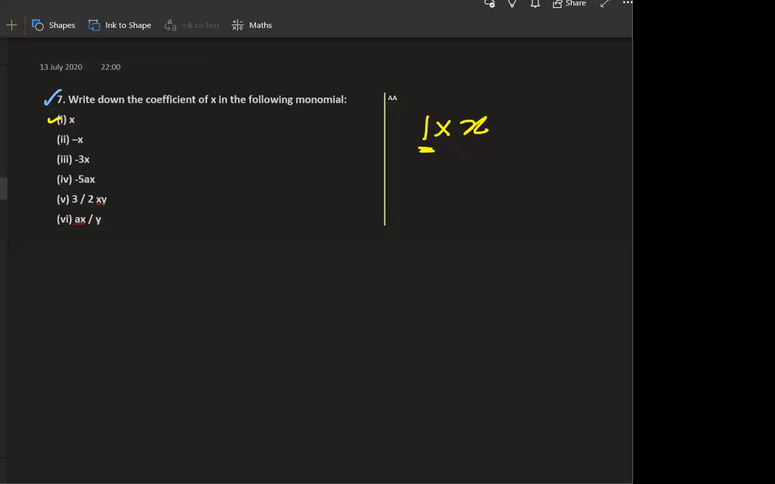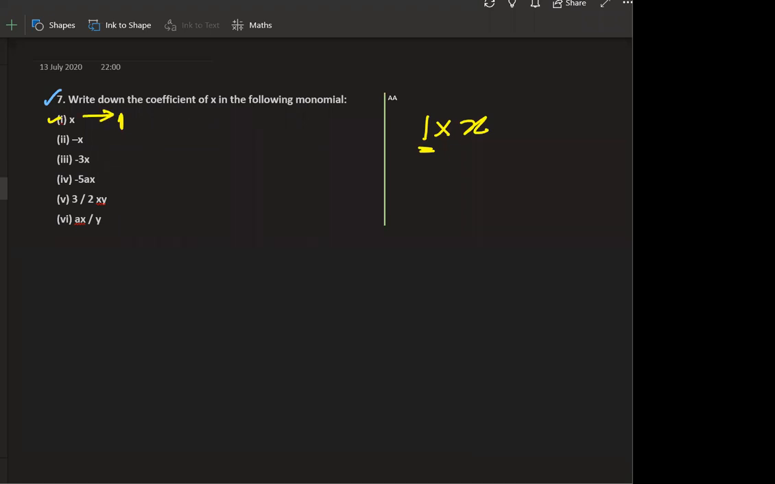So actually this 1 is hidden and it is in multiply. So when I ask you what is the coefficient of x, then if there is no number, then the coefficient is 1. Okay, then the coefficient is 1. Fine.